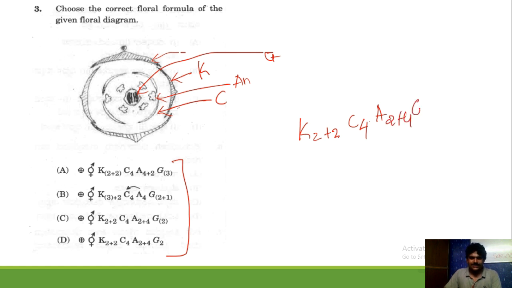Okay, so then the gynoecium is closed, right? It is enclosed, and there are 2 ovules. That's why we can easily crack this particular thing.